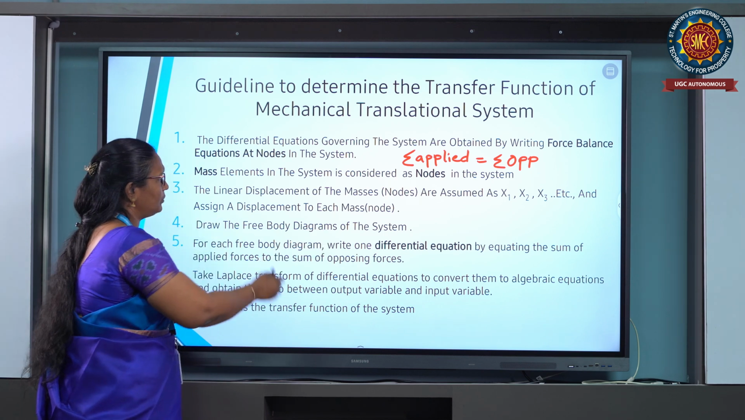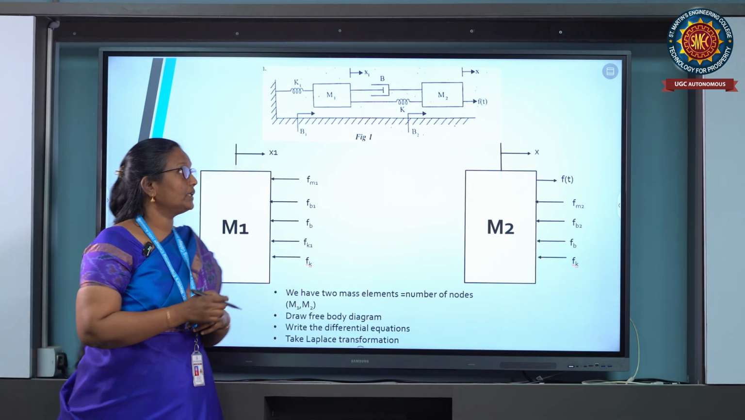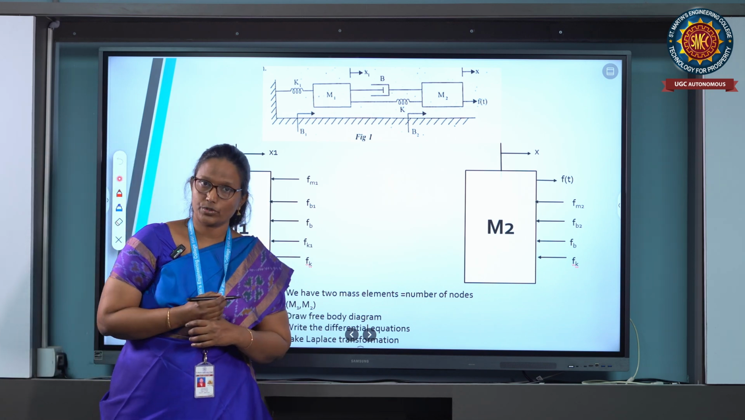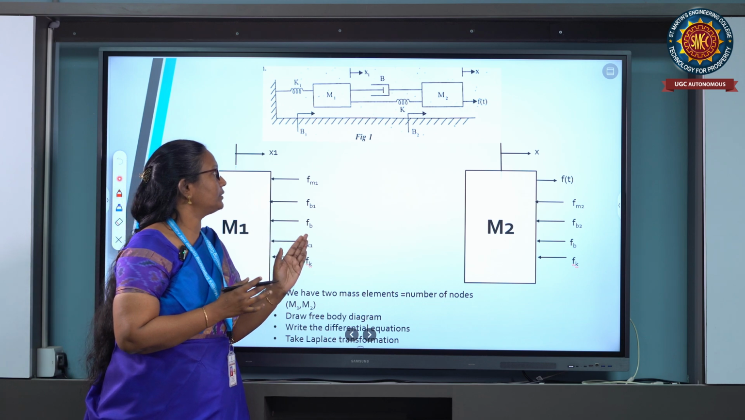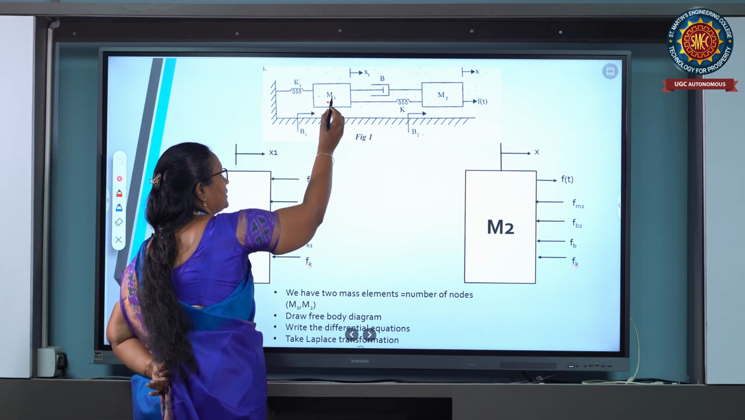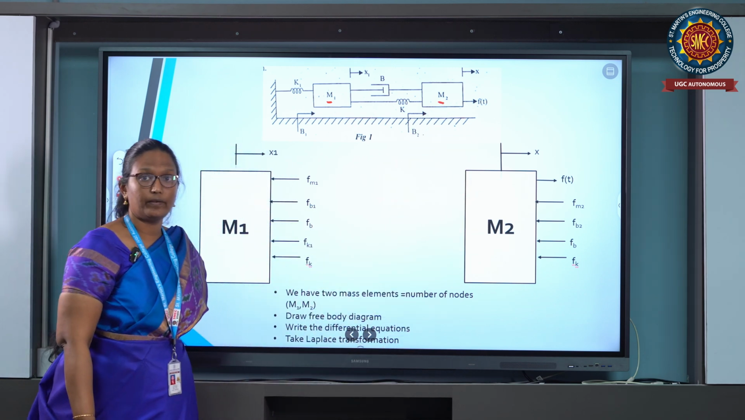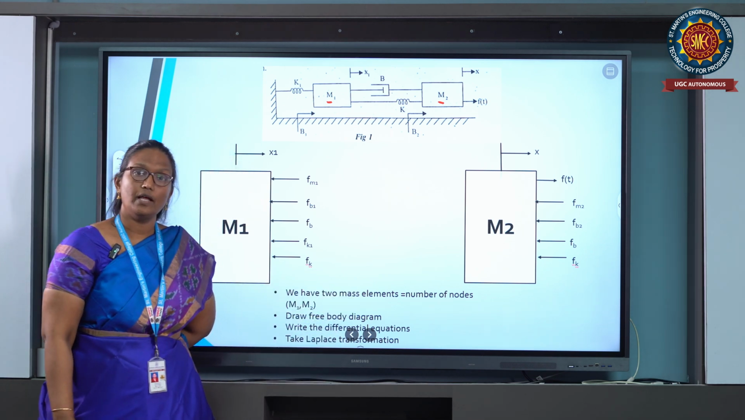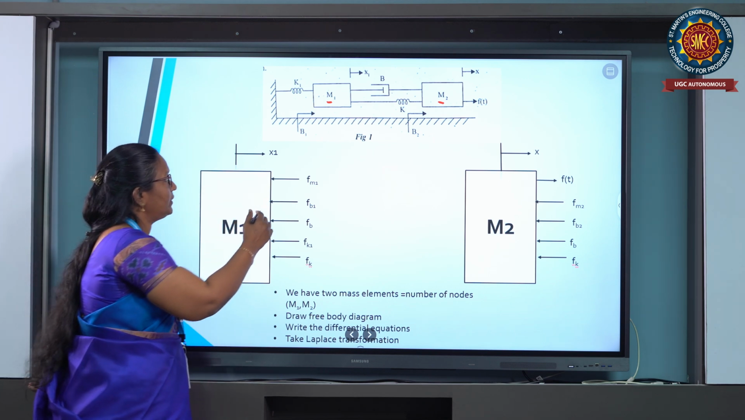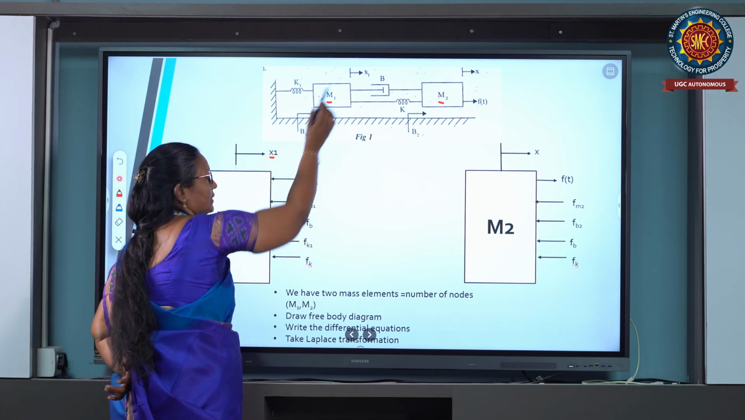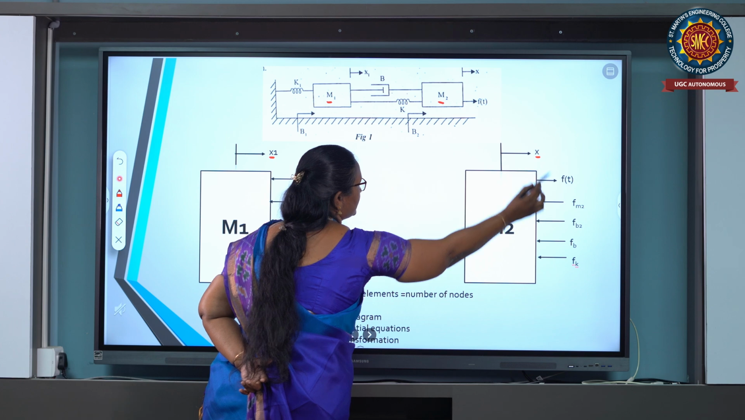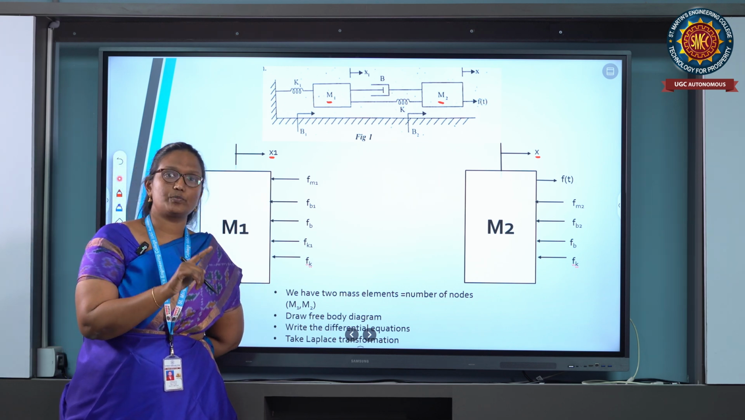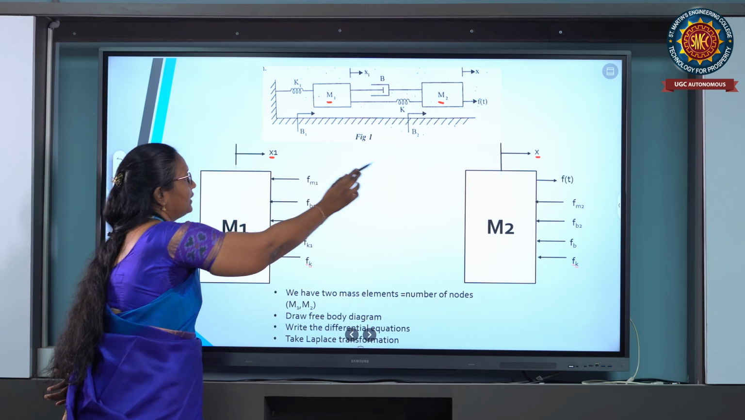So let's see it one by one in a problem. This is our translation mechanical system, with all the three elements together. From observation, how many mass elements do we have? Two mass elements, that is M1 and M2. So we should take M1, M2. The number of mass elements is nothing but the number of nodes. Now for each mass element we have to specify our displacement. It's already specified in the problem: x1, and the other one is x. So first we have the number of nodes, that is the number of mass elements, and their respective displacements, which we have taken as x1 and x.